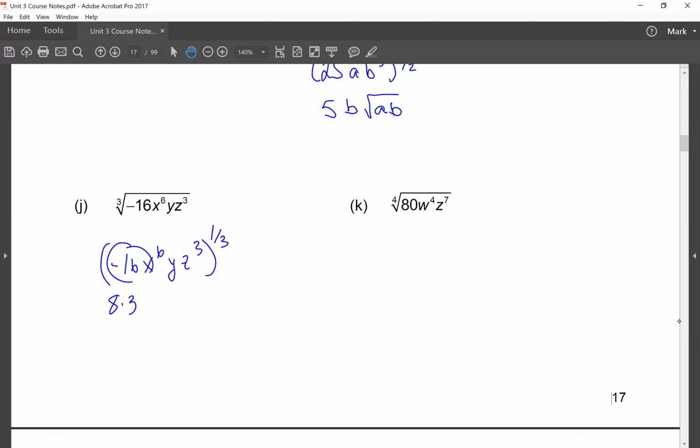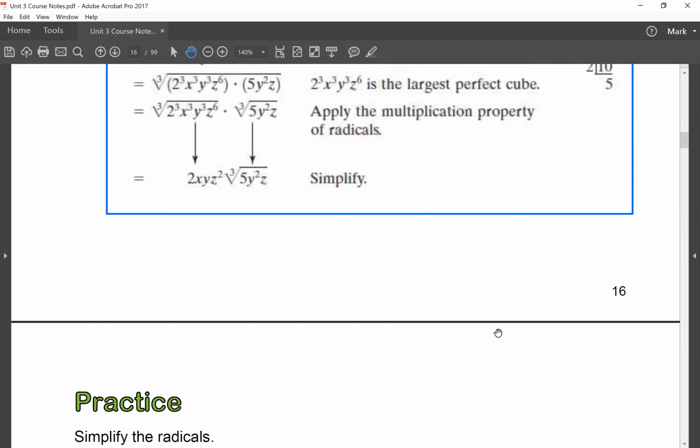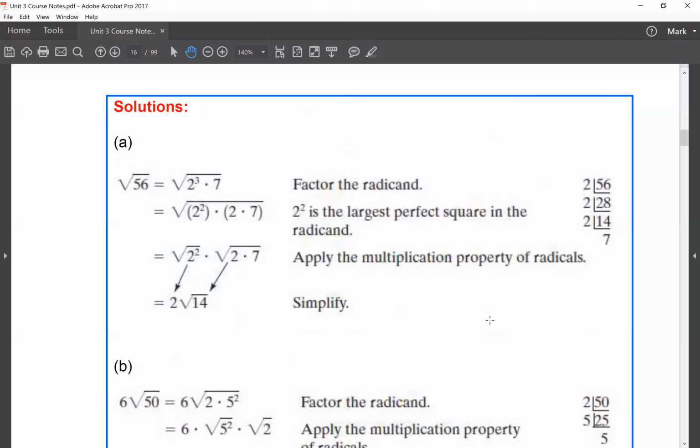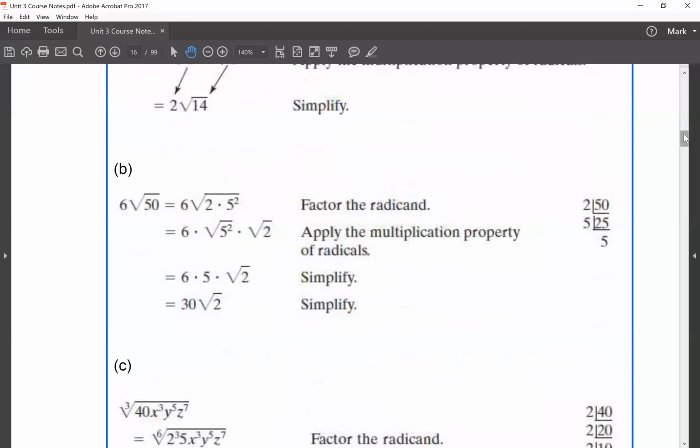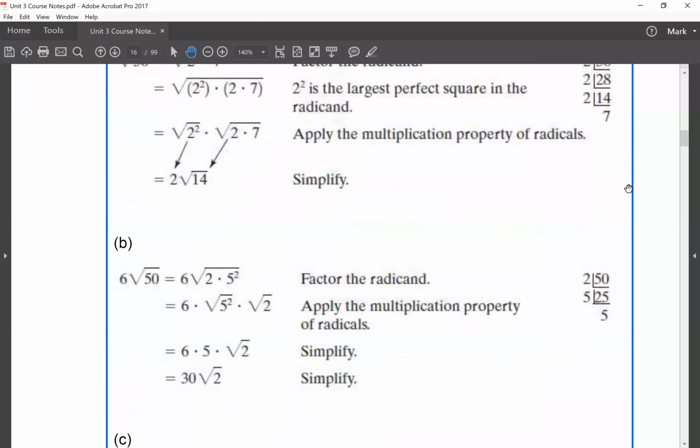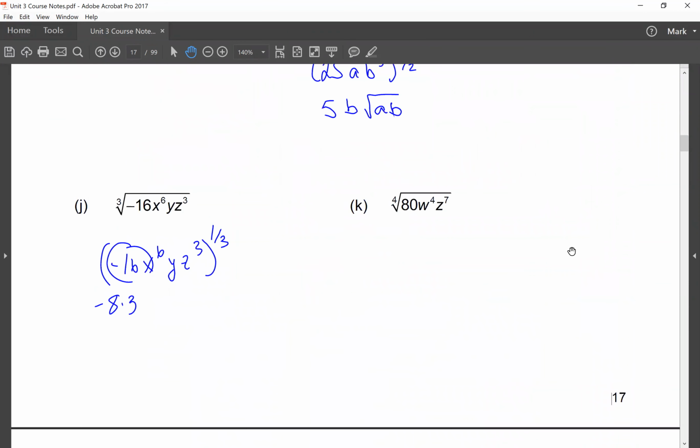Mister, where are you answered these questions? Where is these questions? Page 17 in unit 3. Okay, thank you. No problem.